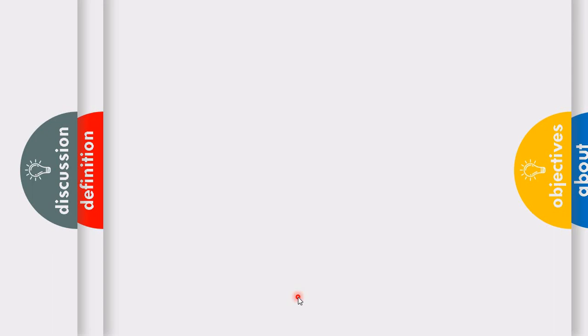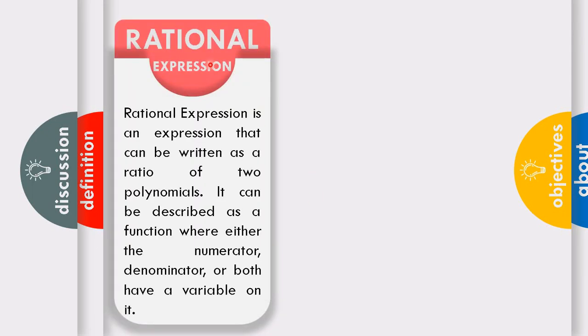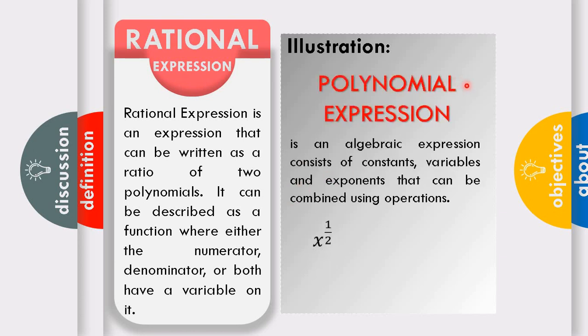So first part is the definition of a rational expression. A rational expression is an expression that can be written as a ratio of two polynomials. It can be described as a function where either the numerator, the denominator, or both have a variable in it. A polynomial expression is an algebraic expression consisting of constants, variables, and exponents that can be combined using operators.